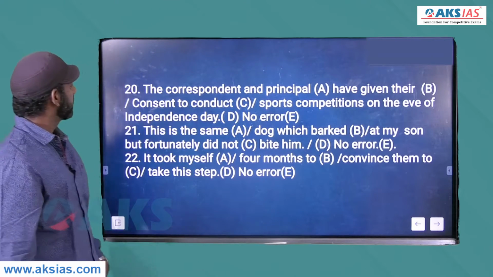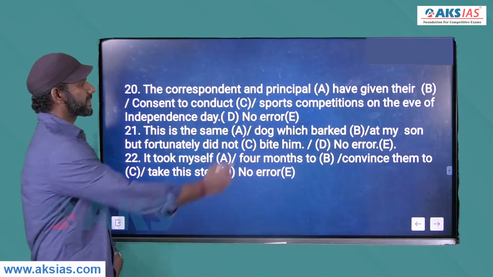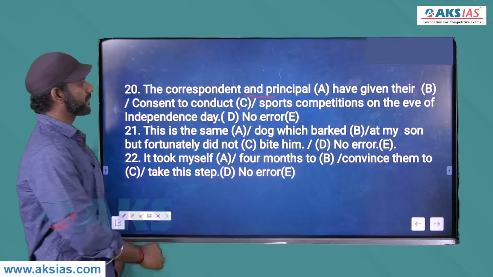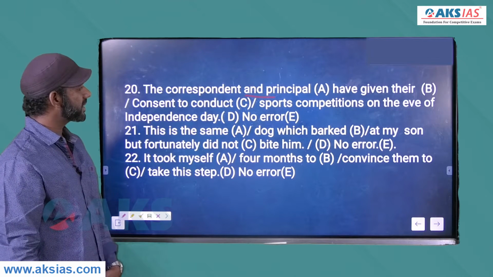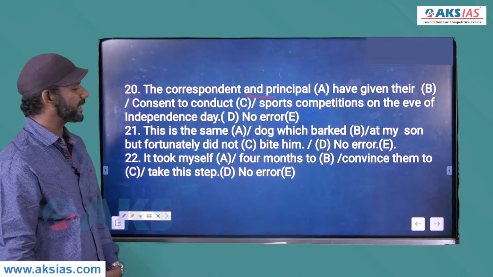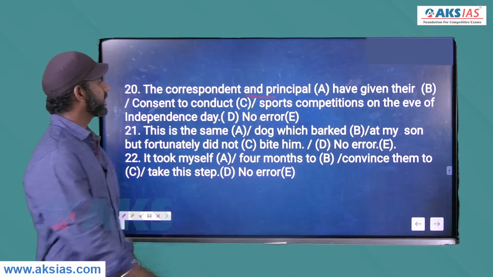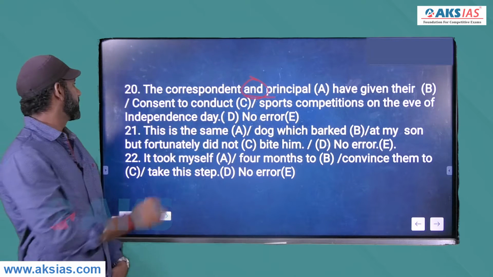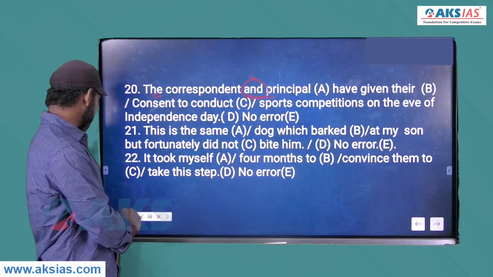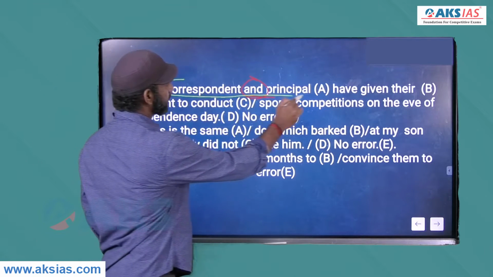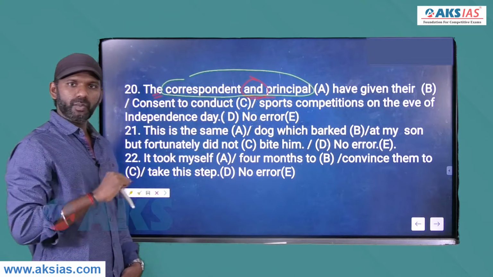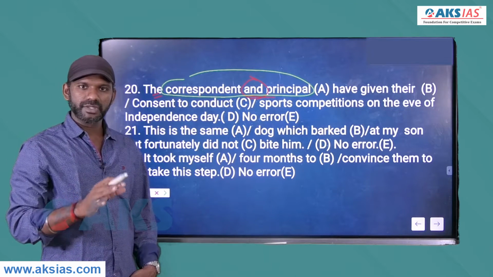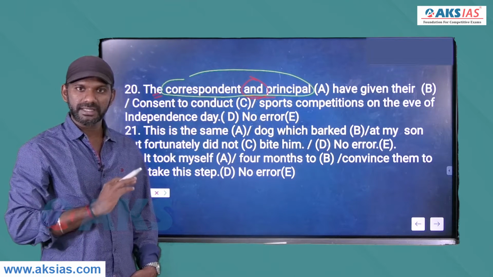Come on next. The correspondent and principal have given their consent to conduct sports competitions on the eve of Independence Day. The correspondent and principal means, how many persons are here? There's only one person here because the is used only once. The refers to correspondent and principal. That means there's only one person here playing two roles. The same person is correspondent as well as principal. So the subject here is singular. The verb and the pronoun must also be singular.